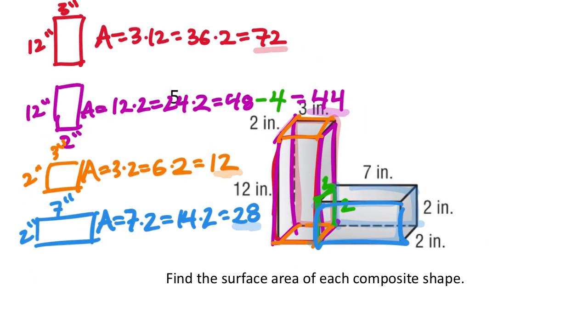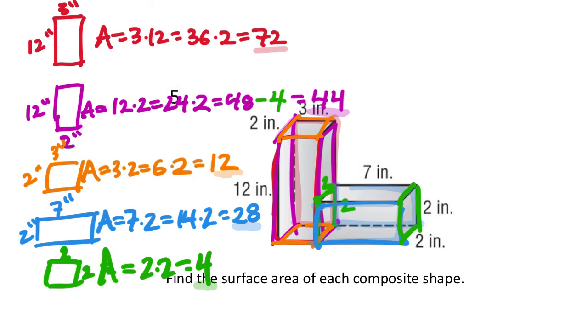And then we got this green rectangle here on the right. I'm sorry, it's a square really, but a square is a type of rectangle. It's a 2 by 2 square. And there's only one of these squares, right? So this area is going to be 2 times 2, which is 4 square inches. So that's going to be part of my surface. Just the one on the right, not the one on the left.